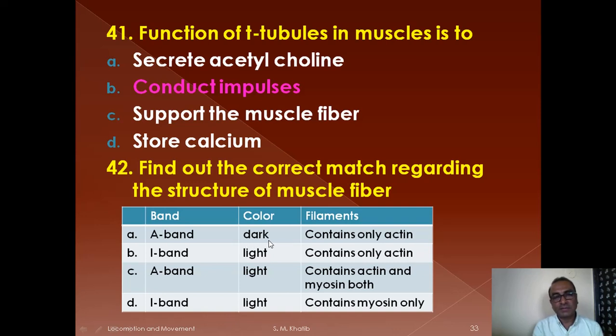Then here the color given is dark, that is correct, but what is the function? Contain only actin? No, not actin. It contains the myosin mainly and overlapping actin on either side. Then B, I band, light colored, contains only actin, so that is the right option. In the other options one or the other thing will not match, like the A band is not light, it is a dark band, and the I band is light but it contains actin, not myosin, so therefore B is the right option.